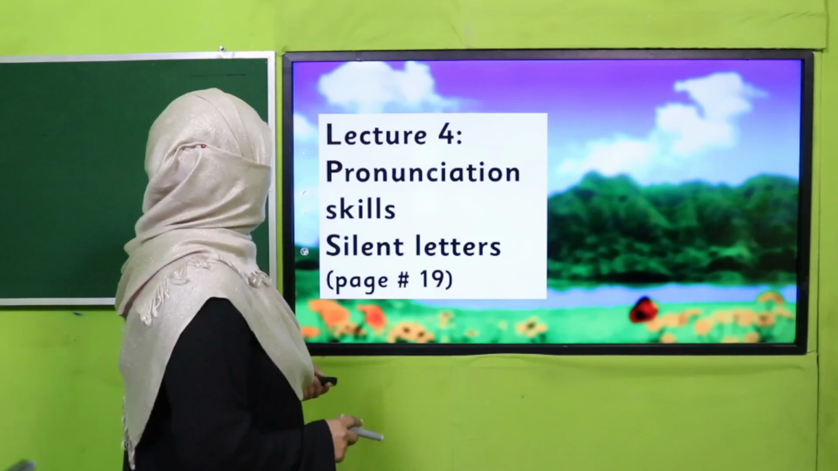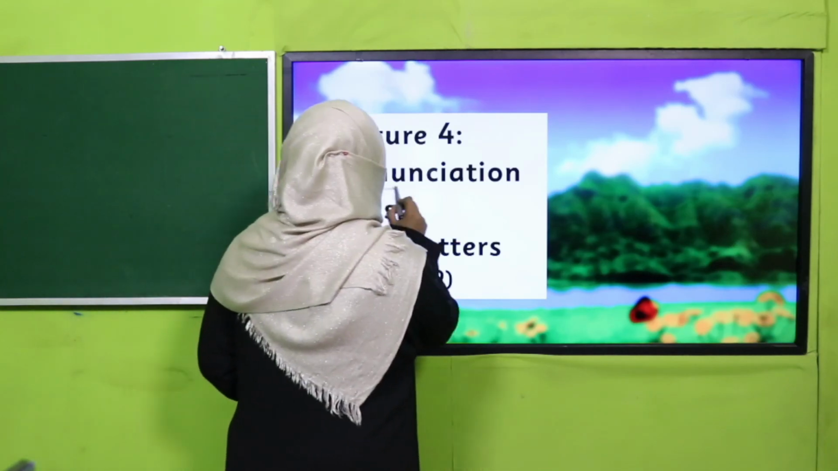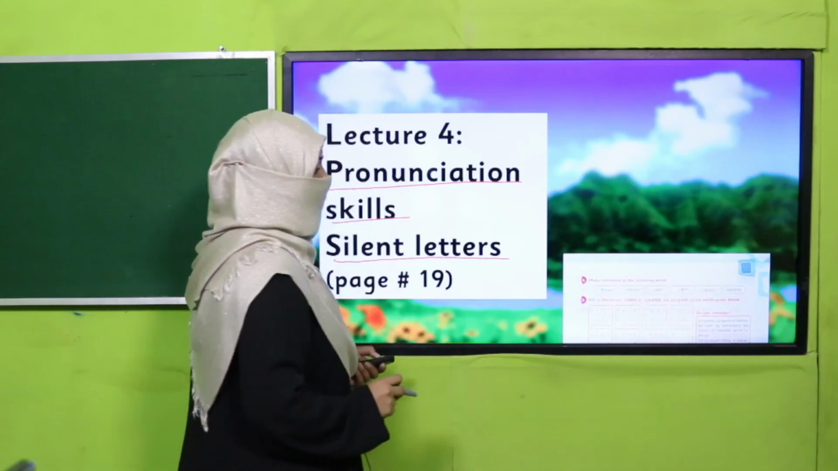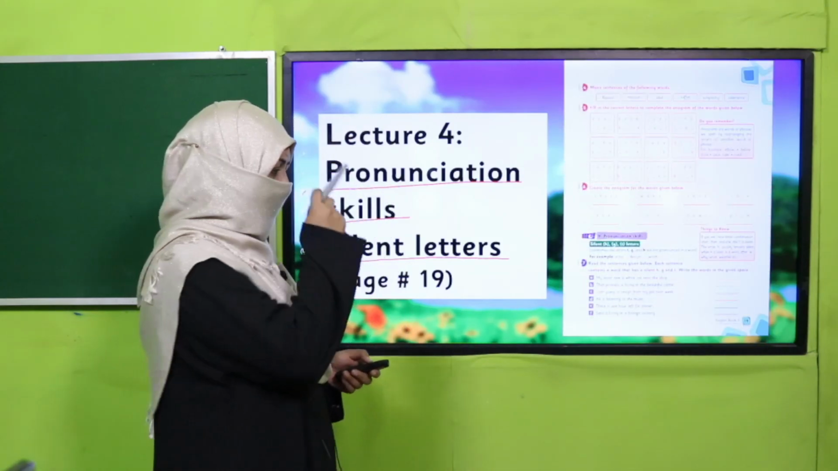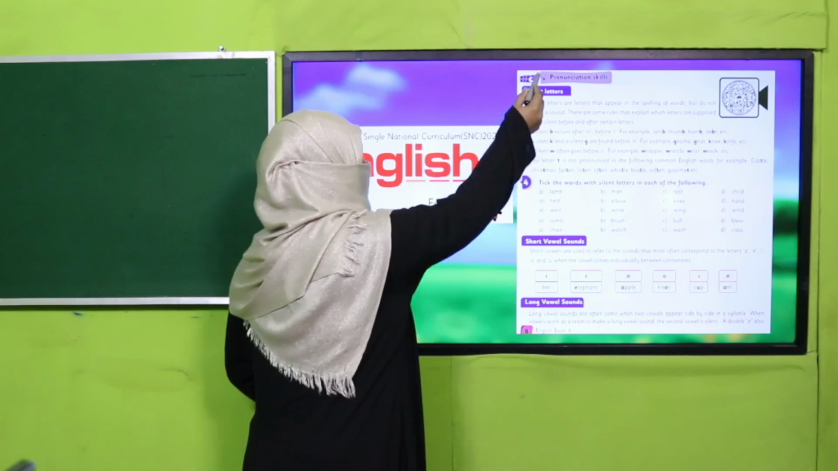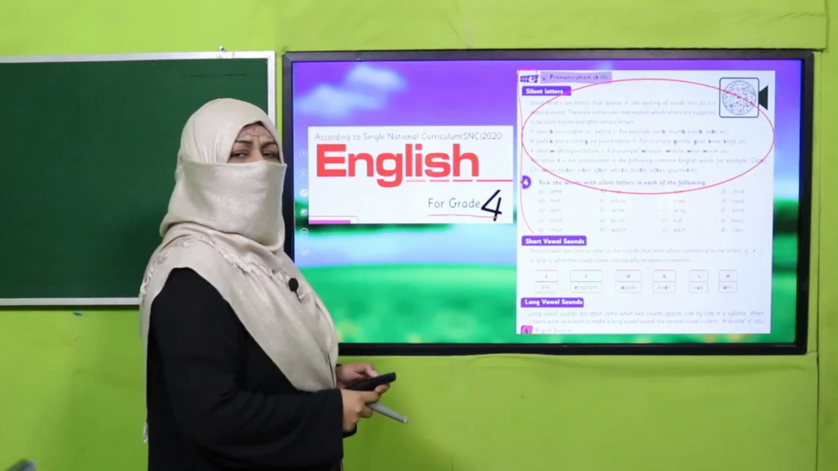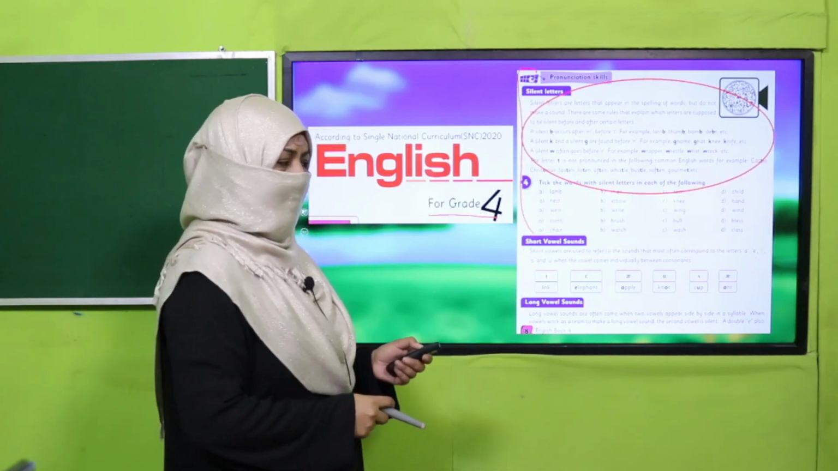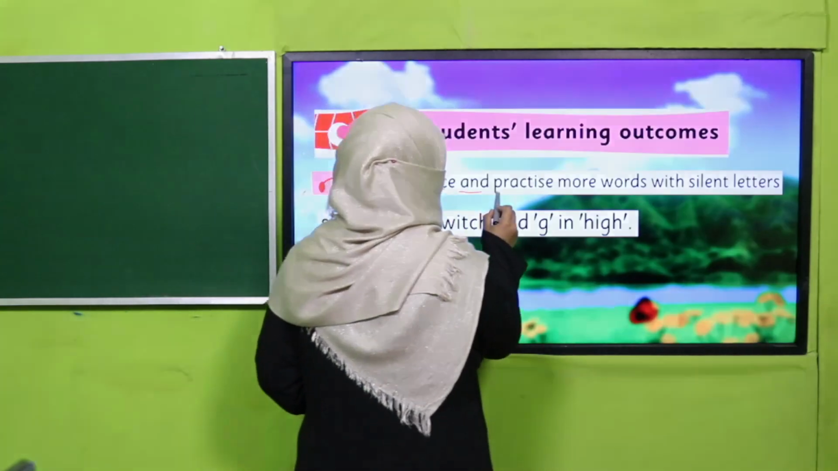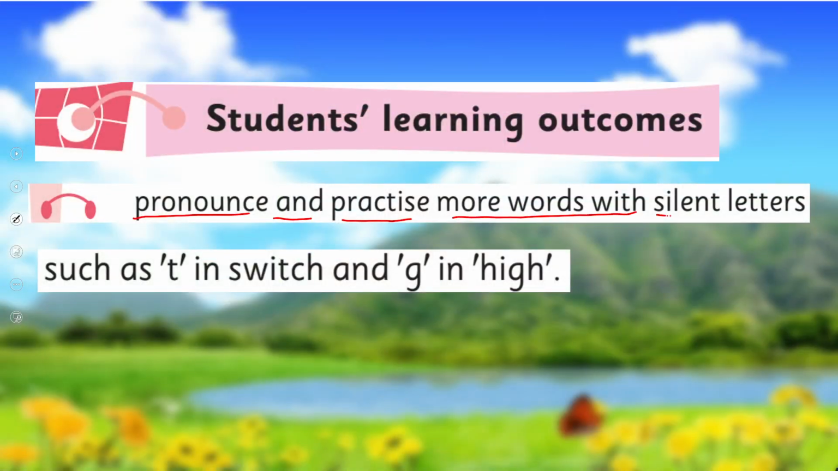Yes, my dear students, today under the title of pronunciation skills, we are going to learn about silent letters and we'll cover page number 19 of your book. Before this, in English for grade 4, I have already taught you about silent letters. I hope you remember. If not, you may watch this video again. So today we'll learn further and we'll learn to pronounce and practice more words with silent letters such as T in switch and G in high. This is our today's essay.